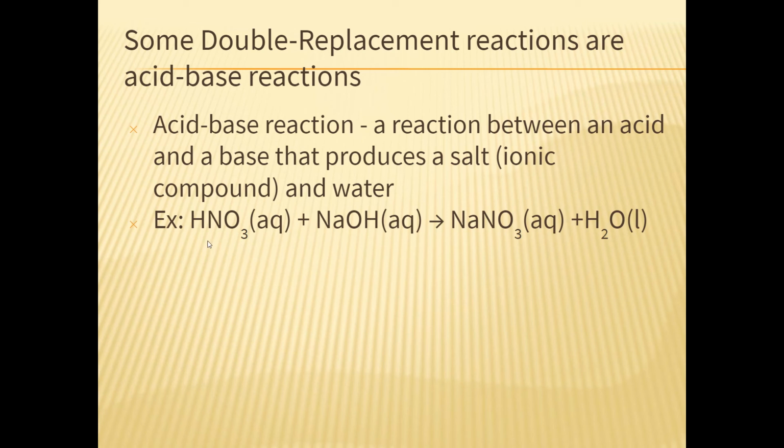So in this equation, nitric acid is going to react with sodium hydroxide, so we know this is an acid, and that's a base, and it's going to produce sodium nitrate, which is what you get when the sodium and the nitrate ion combine in the double displacement. And then water is the other product, because the hydrogen and the hydroxide are going to combine.